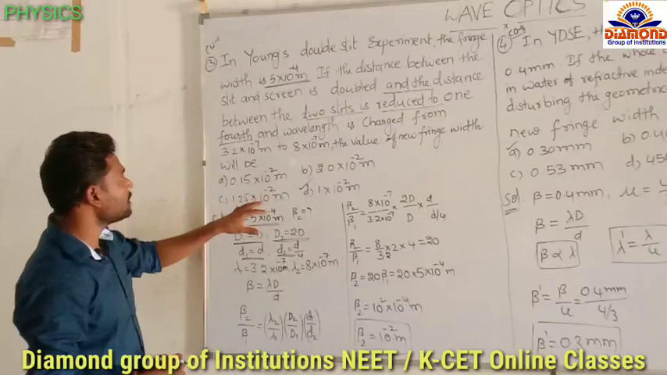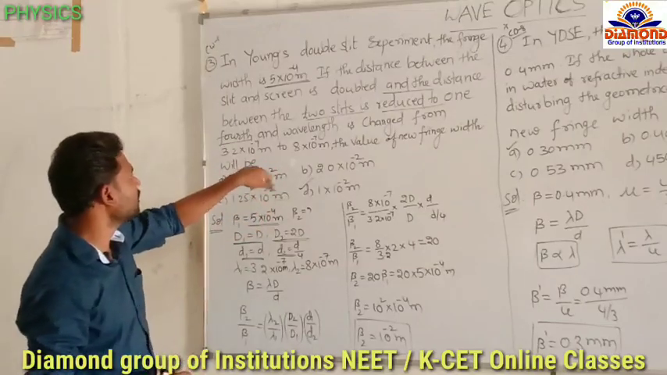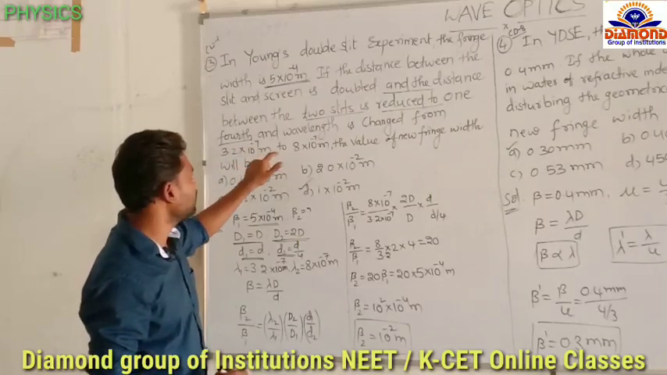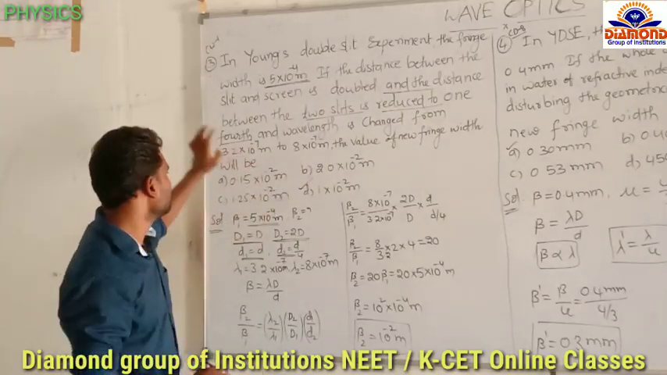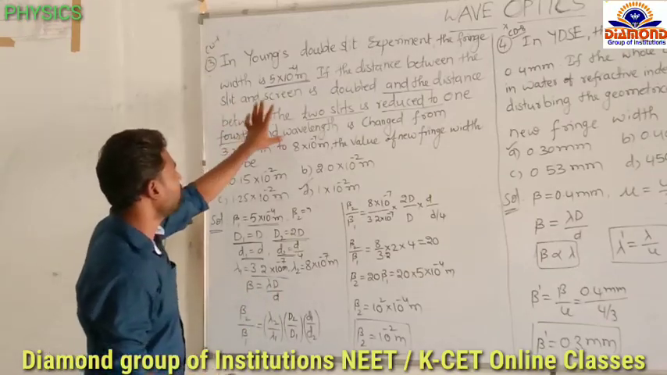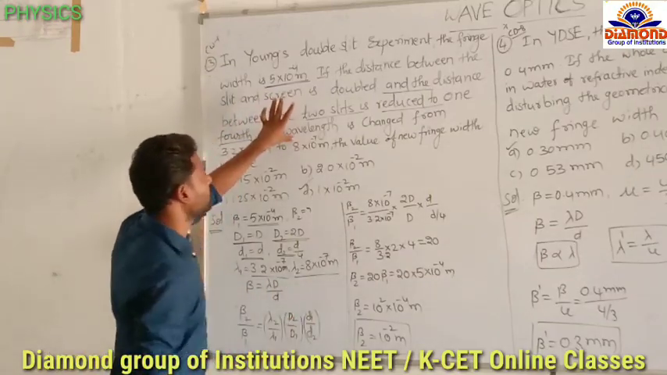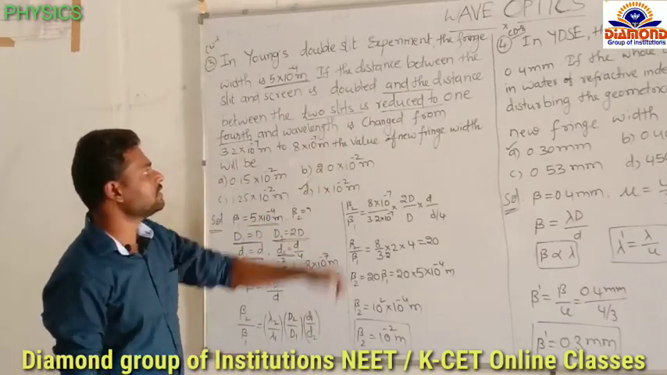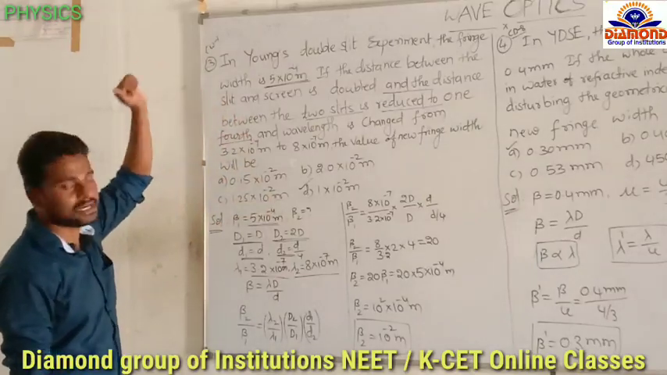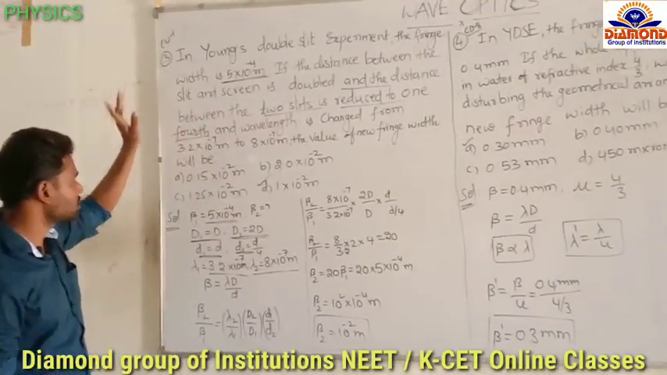meters. Next they have given the wavelength data: the wavelength is changed from 3.2 into 10 power minus 7 meter to 8 into 10 power minus 7 meter. So initially the wavelength is 3.2 into 10 power minus 7 meter, and finally the wavelength is 8 into 10 power minus 7 meter. They are asking the value of the new fringe width. These are the options. This question is in your material classwork, class discussion, first question.